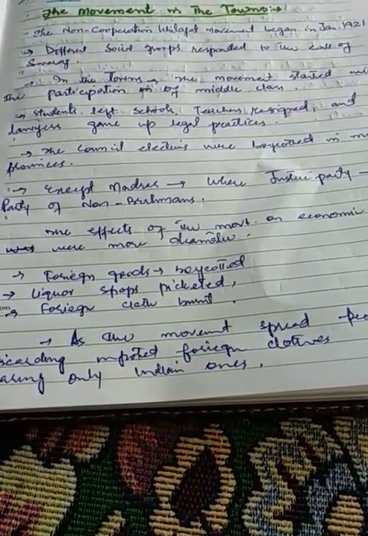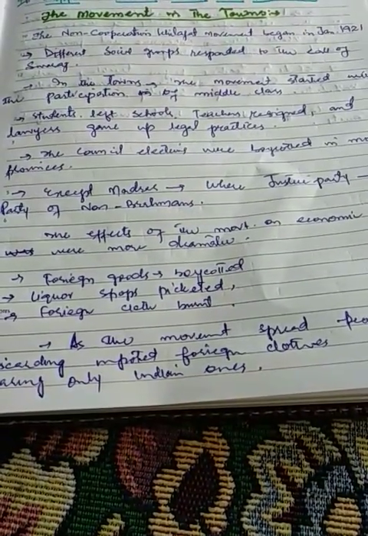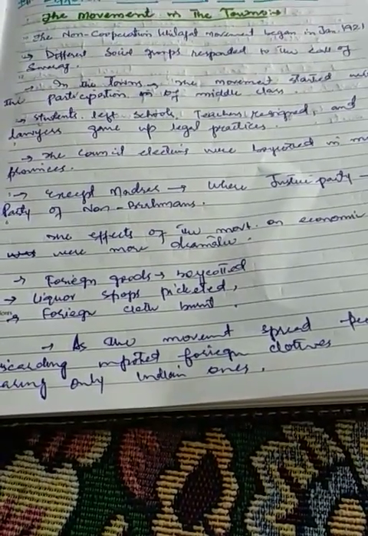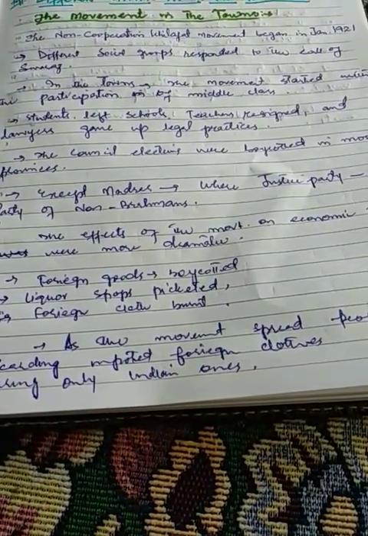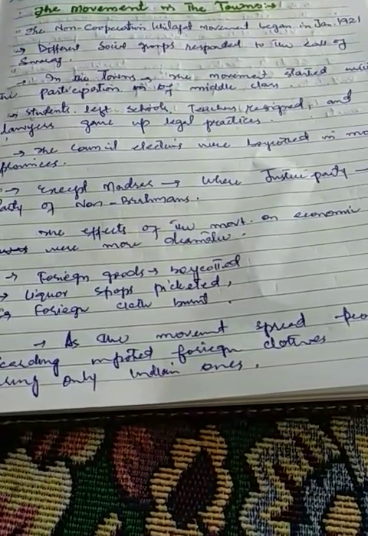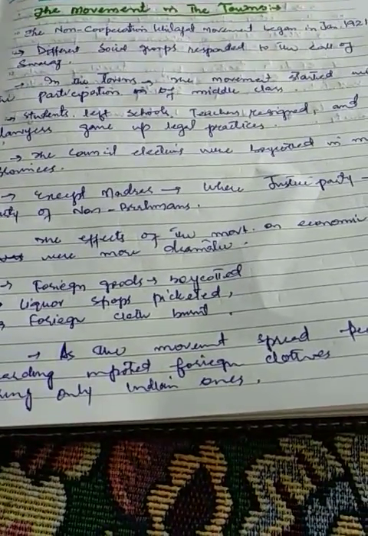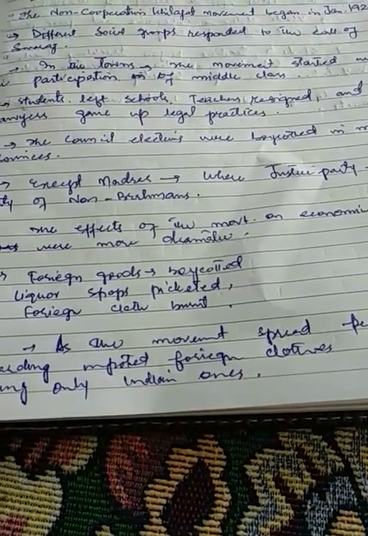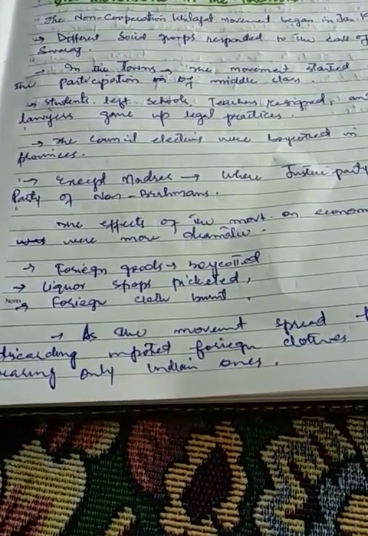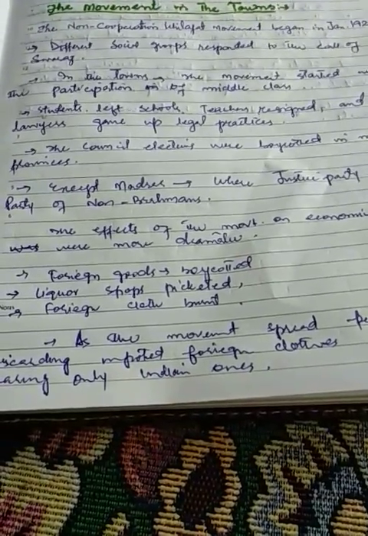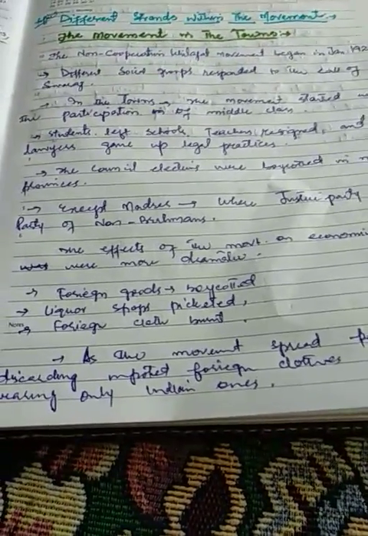So moving forward, if we look at some of the effects of the non-cooperation khilafat movement on the economic front, we can see that the effects of this movement were more dramatic than in the political spheres. What people did here in the towns: first of all, the foreign goods which were imported from other countries, especially from Britain, were totally boycotted. Similarly, the liquor shops, the wine shops were picketed.